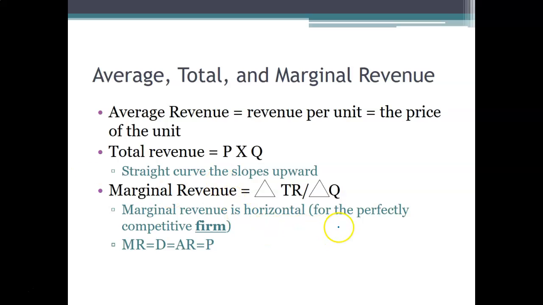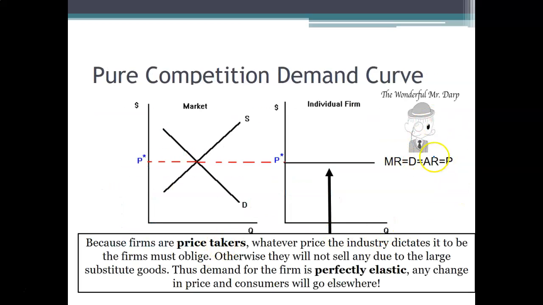Now, because we are a perfectly competitive firm, because we're perfectly horizontal, because we're perfectly elastic, we have marginal revenue equals demand equals average revenue equals price. All four of those will be equal only for perfect competition. Later, demand will be equal to average revenue equal to price for the other three market structures. So sometimes you get this guy named Mr. D-A-R-P, which is just kind of a nice way to remember that one.